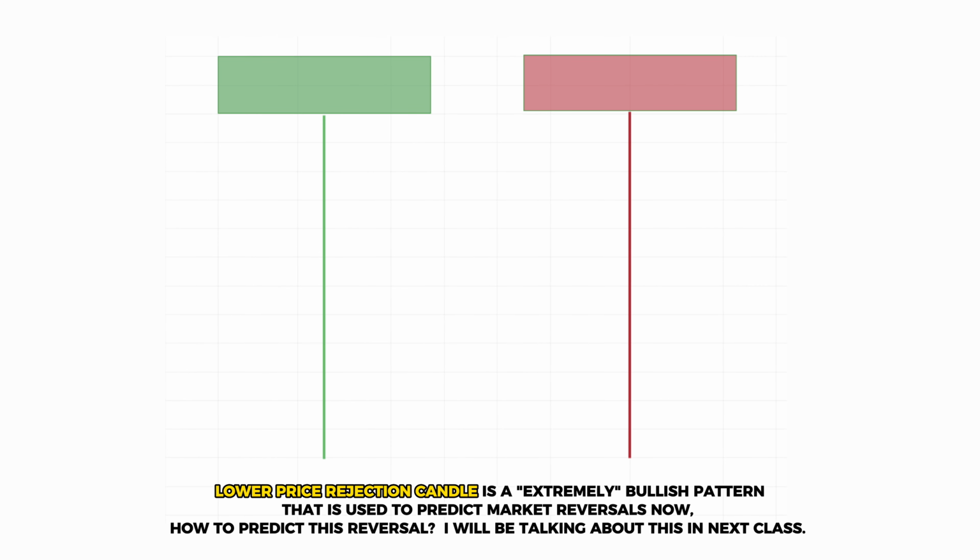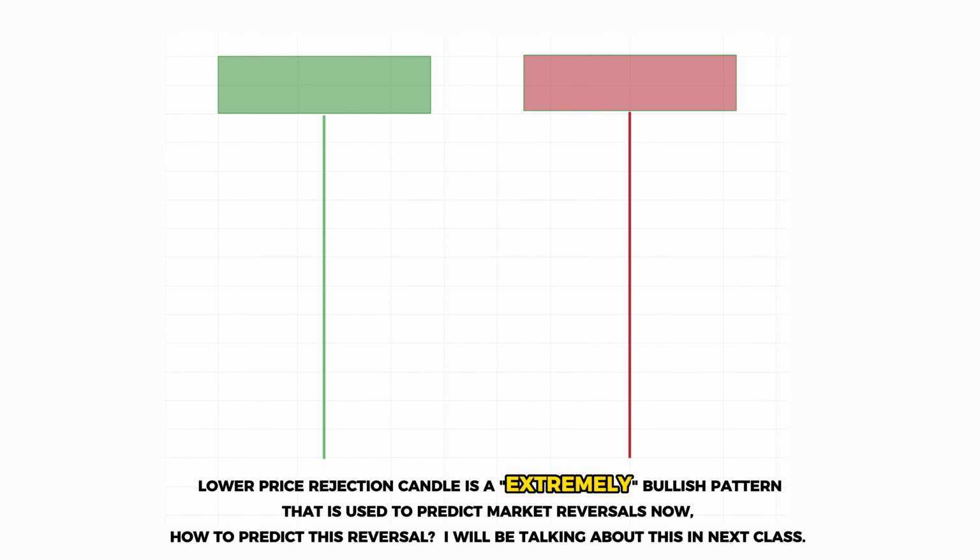Lower price rejection candle is an extremely bullish pattern that is used to predict market reversals. How to predict this reversal? I will be talking about this in the next class.